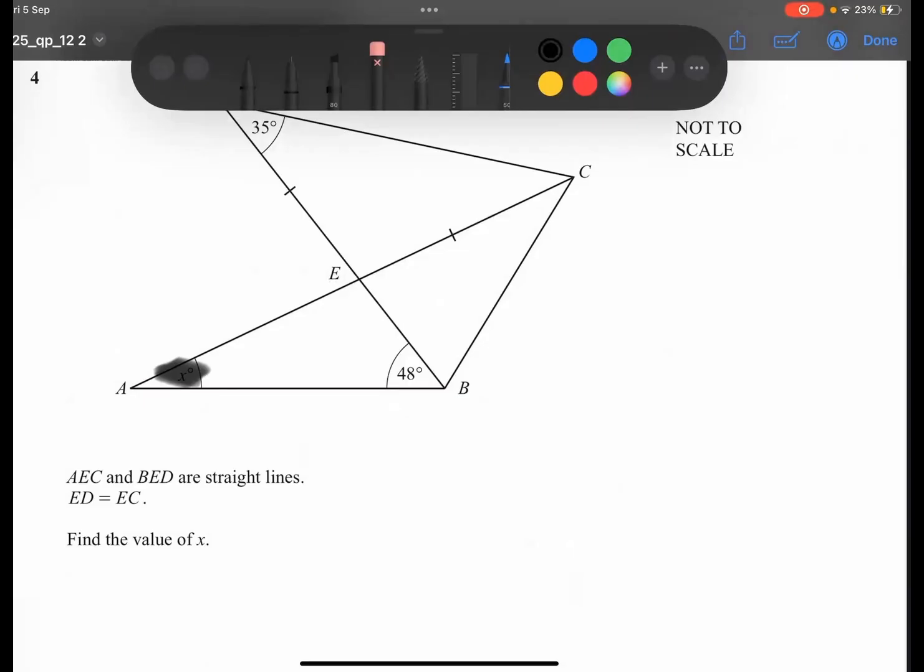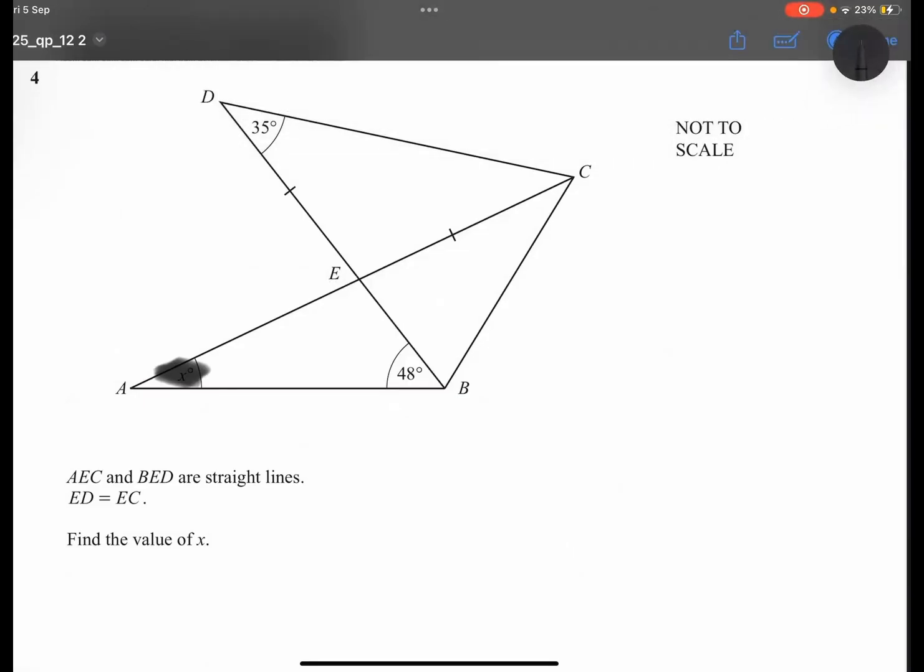So we can see that two sides of triangle EDC are equal. When two sides of a triangle are equal, that means it is an isosceles triangle. And for isosceles triangles, two angles are the same. So this angle would be the same as this angle. So this is also 35 degrees.